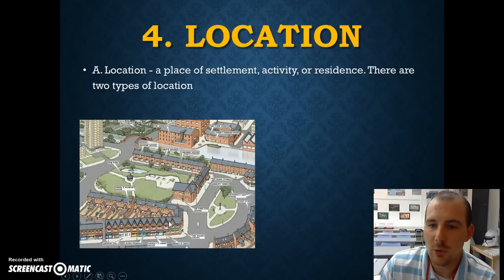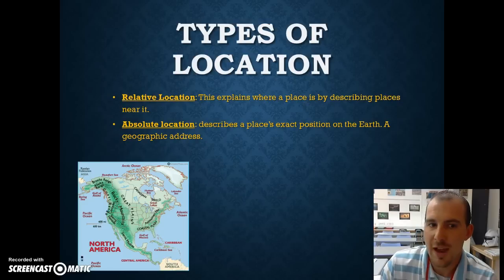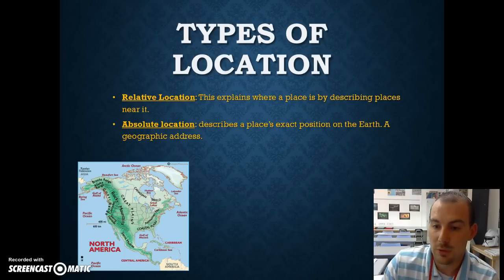Our 4th theme is location. Location is a place of settlement, activity, or residence. There are 2 types of location. So when we ask for a place's location, we're going to ask for its relative location or its absolute location. And these are 2 totally different types.